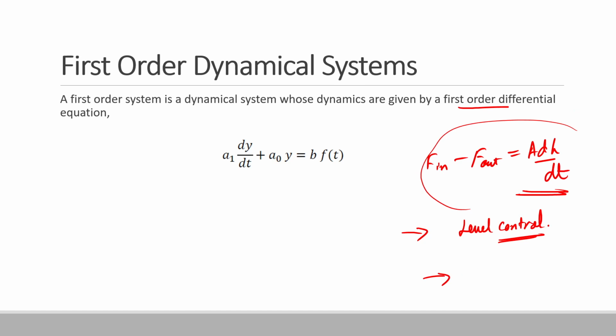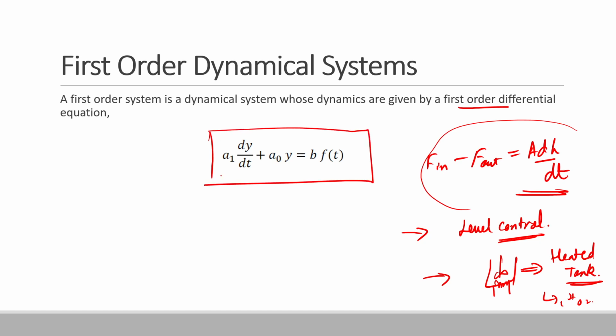Then if we have a heated tank, that is, we have a tank and we are controlling the temperature of the tank, such a system, a heated tank, we can also call a first order system. In general, all first order systems can be represented using this first order differential equation, that is a1 dy by dt plus a0 y equals f of t, where f of t can be any forcing function. So it can be 1, it can be any function of time, it can be any nonlinear function of time also.